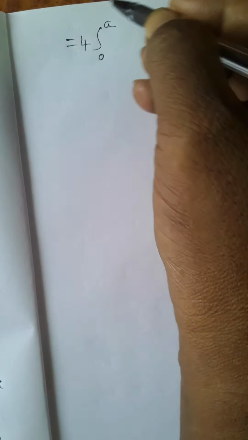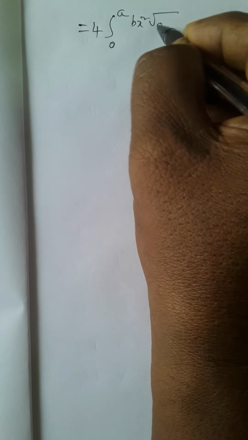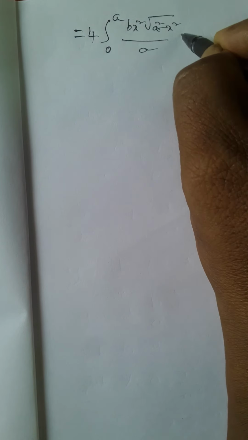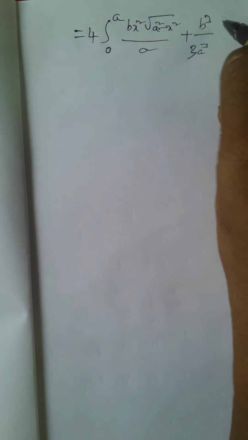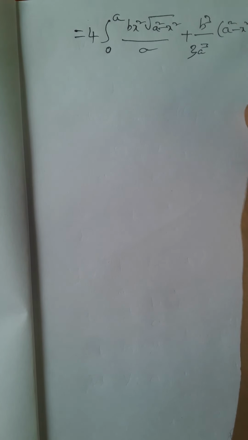Is equal to 4 into integral 0 to a of (bx square root of a square minus x square by a plus b cube by 3a cube times (a square minus x square) whole power 3 by 2) dx.